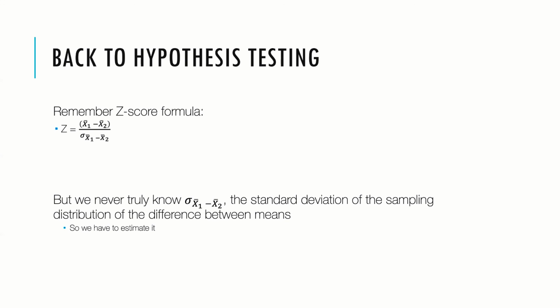When we had this z-score formula of the mean difference, I said we never know that denominator, sigma sub x bar 1 minus x bar 2. I just took it for granted that it was 2. Well, what that is is the standard deviation of the sampling distribution of the difference between group means, right?